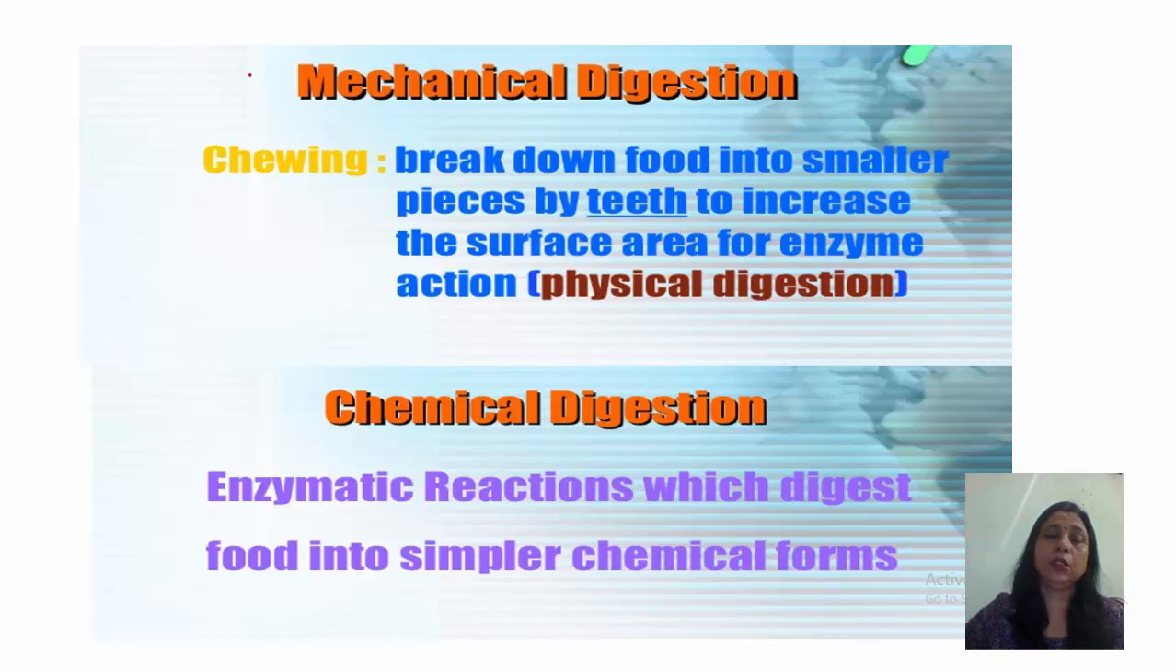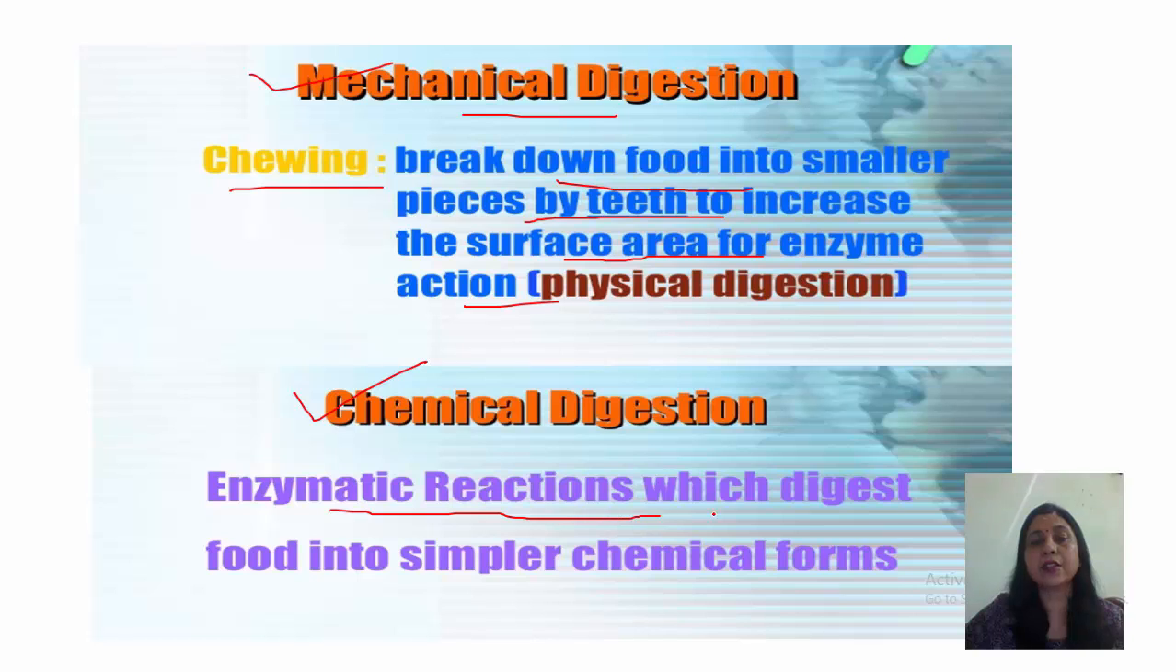Now in the mouth, the digestion begins. There are 2 types of digestion: mechanical digestion, which is done by the teeth, that is the chewing. Break down food into smaller pieces by teeth to increase the surface area for enzyme action. This is known as mechanical digestion, also known as physical digestion. And the second is chemical digestion, that is enzymatic reactions which digest food into simpler chemical forms.